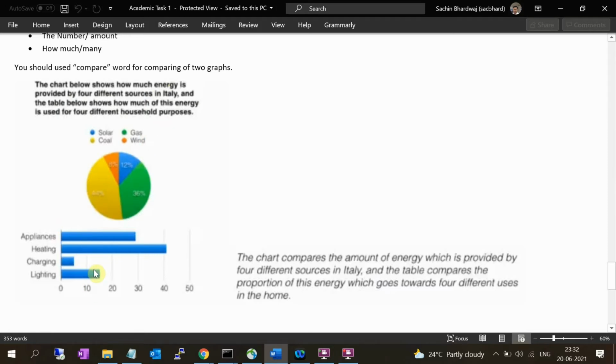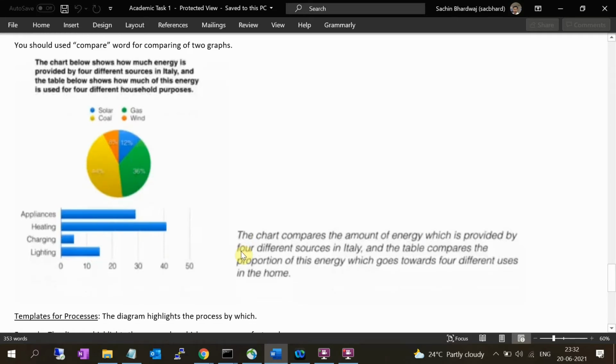Now you have to mention both things in your introduction. How can this be written? The chart compares the amount of energy which is provided by 4 different sources in Italy. So this is this part. It's just talking about the 4 different sources. Very simple. The only thing is you have to use the word compare. And the table compares the proportion of this energy which goes towards 4 different uses in the home.